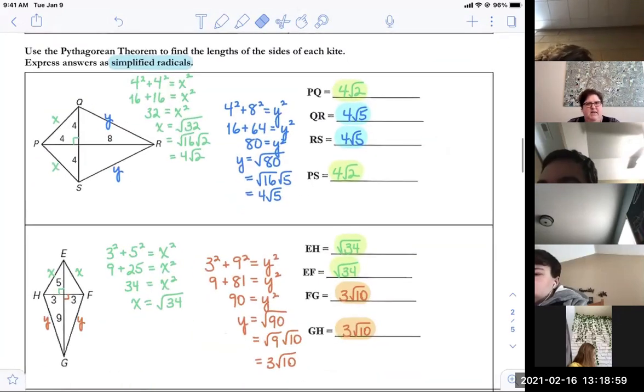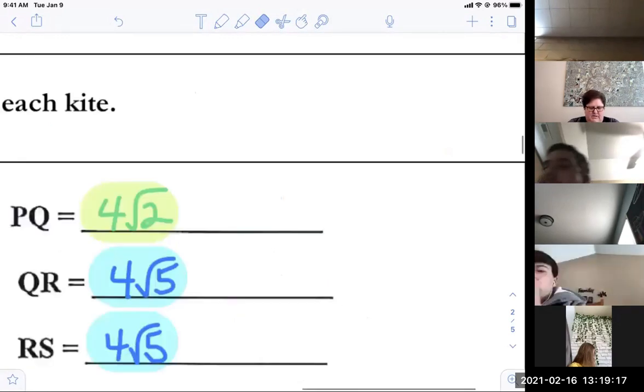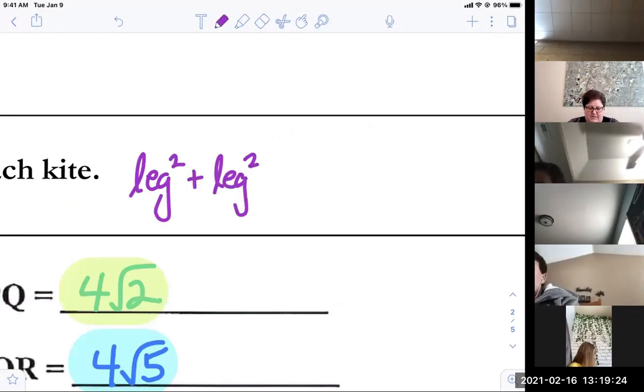I told you to use the Pythagorean theorem. What kind of triangles can you use the Pythagorean theorem for? What kind of triangles? Right triangles. So you have to know two of the sides. Okay, remember it goes leg squared plus leg squared equals hypotenuse squared.